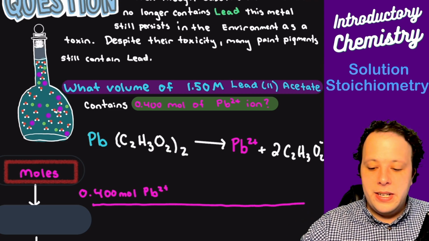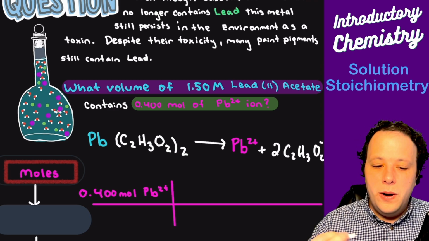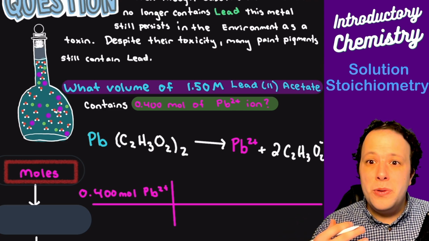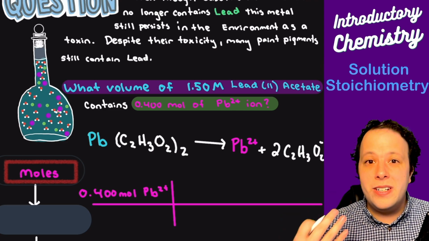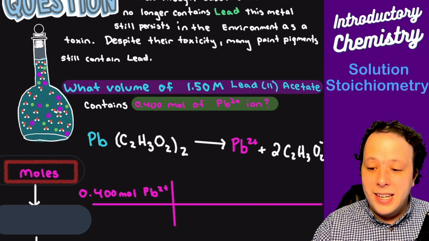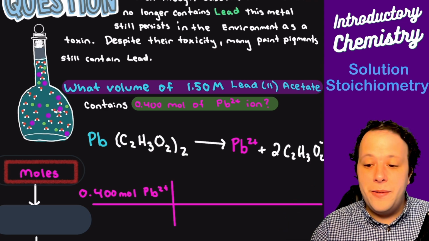So let's start with that. All right, so if I have moles of lead 2 plus ion, what we want to do is figure out what our volume is. So how can we convert it to molarity, which is your other term here, right? Molarity is moles over liters. So in order to bridge that gap, we can use our dissociation equation that we wrote here.